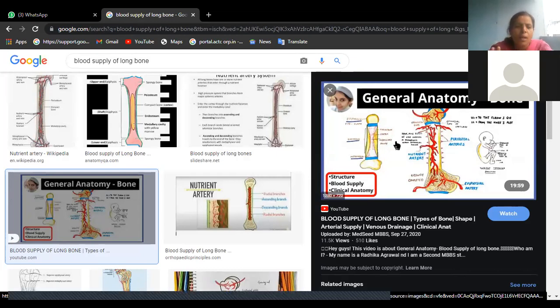Now see here, if a blood supply of long bone question is asked, what should we write? In any long bone we have a nutrient foramen. From the nutrient foramen, you will see the nutrient artery entering. This nutrient artery will give one branch which moves upwards and one branch which moves downwards.